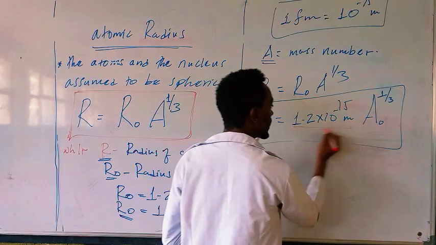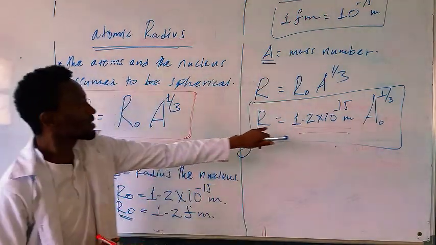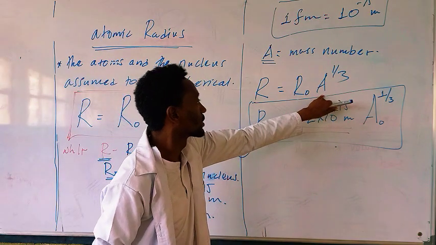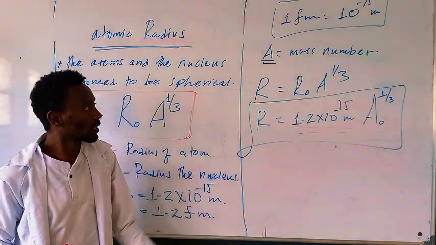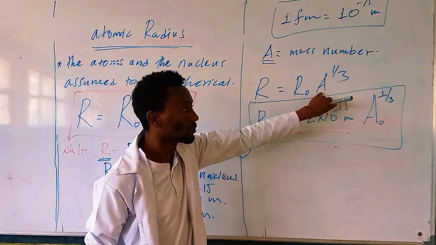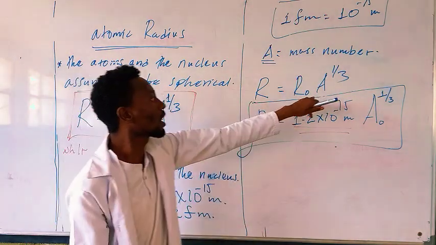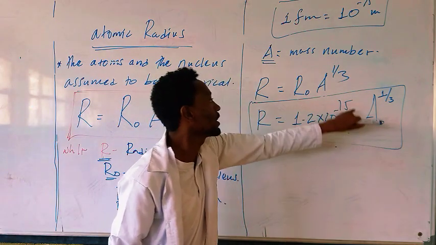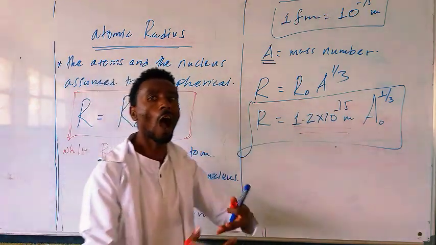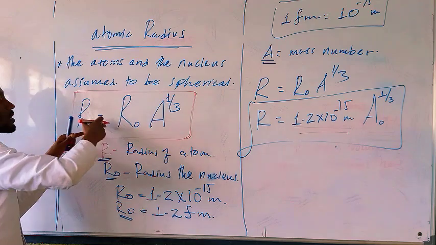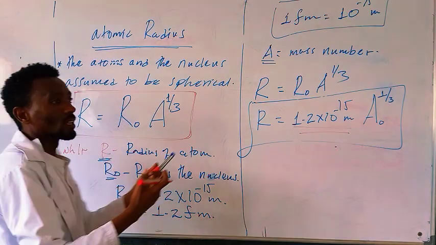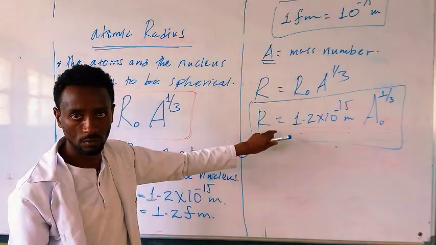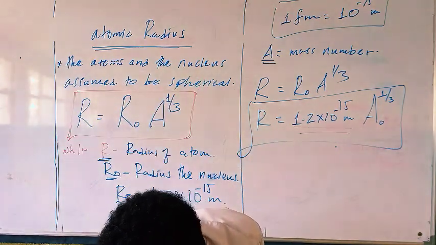The radius of the nucleus, as we say, is constant. Only what is varying? The mass number of that atom. For different matter, we have different mass numbers. Only this is varying, so you can gauge how small or large the radius of the atom is by using this equation.